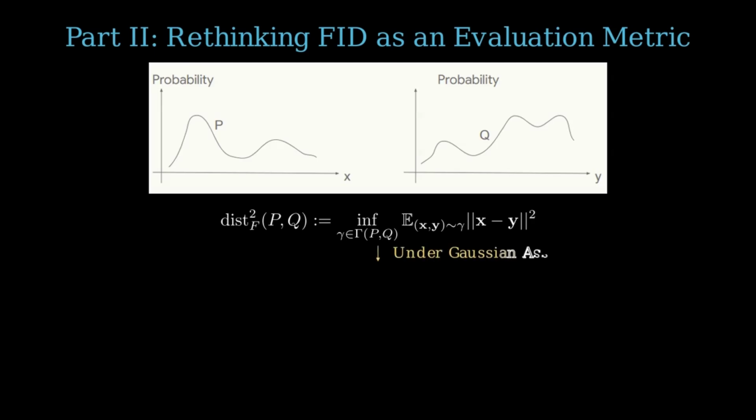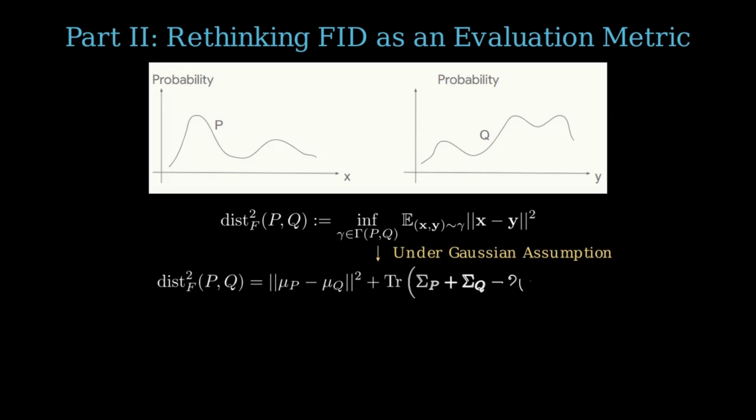To make this computation feasible, the creators of FID introduced a massive simplification, the Gaussian assumption. By assuming that the features extracted from both the real and generated images follow a multivariate normal or Gaussian distribution, the complex optimal transport problem magically collapses into a neat, closed-form equation using only the mean vectors and the covariance matrices of the features. This is the FID formula we all know and use today.